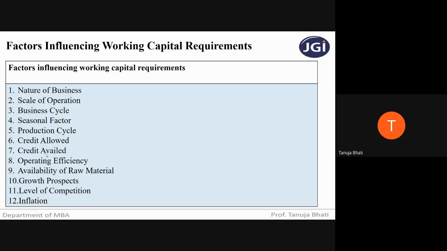Suppose availed means you are receiving it. Okay, so suppose you are purchasing raw materials on credit, then you require less working capital. But on the other hand, if the raw materials, or the stock or the purchases that you're making, are not available on credit, okay, you have to make cash payment, then a larger amount of working capital is required.